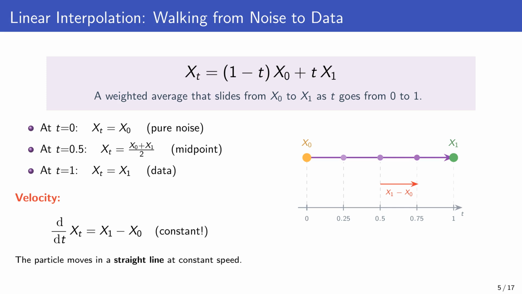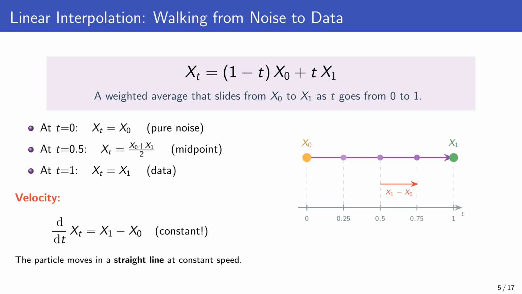Now we connect noise to data with linear interpolation. The formula is simple: xt equals (1 minus t) times x0 plus t times x1. This is just a weighted average. At time 0, the weight is entirely on x0, the noise point. At time 1, the weight is entirely on x1, the data point. At time 0.5, you are exactly halfway between them.